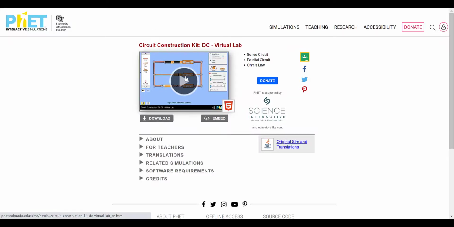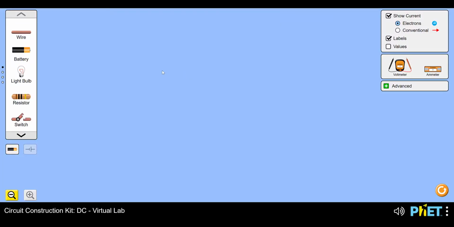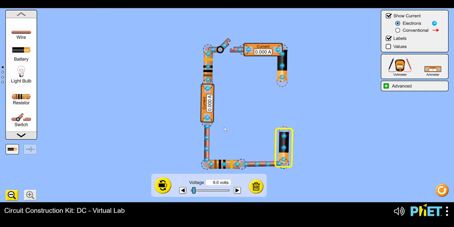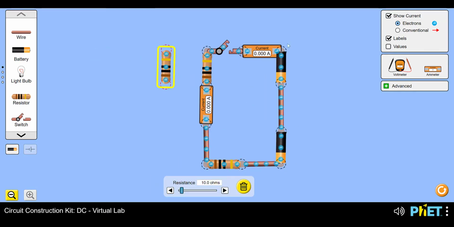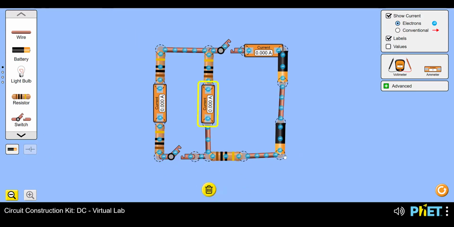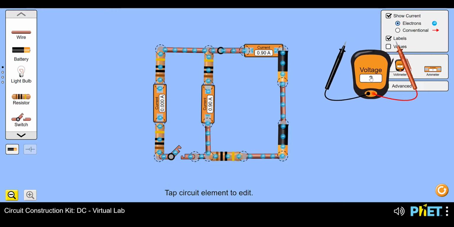We will use PhET, the DC circuit lab, to investigate how Kirchhoff's junction rule and Kirchhoff's loop rule apply to circuits with components in series and parallel. So we'll begin by building a circuit. We're going to use one with multiple batteries and resistors. If we close the switch, we see that electrons begin flowing through the circuit.